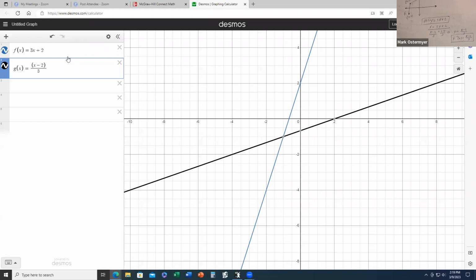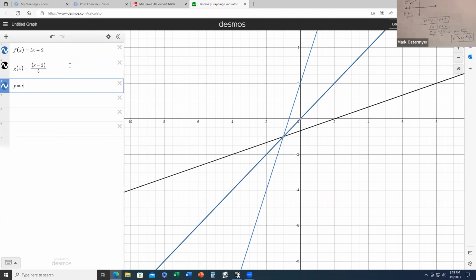Then I'm going to graph the line y equals x so that we can clearly see the symmetry. So y equals x. And you can see that, yes, these graphs are perfectly symmetric with respect to the line y equals x here. And that's true whenever you graph a function and its inverse: you'll always have this symmetry with respect to the line y equals x.